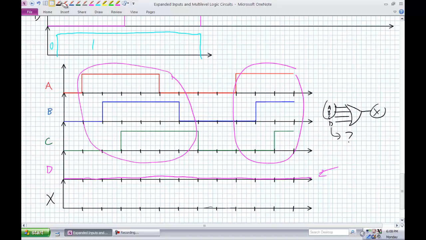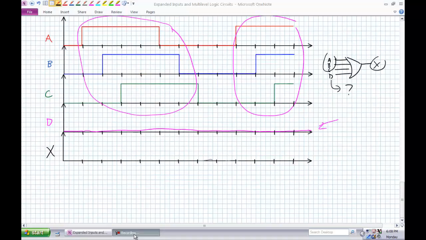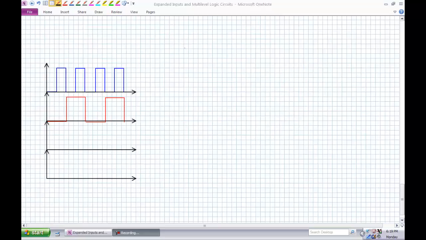Well, let's go into multi-level logic circuits. This is going to be super fun. So multi-level logic circuits are really where the fun kind of begins with digital electronics. Like I said previously, the AND, OR, and NOT, those are the three basic logic gates that in and of themselves are not particularly impressive. However, taken in combination, they can do greater and greater things. And that's exactly what we're going to do with the multi-level logic circuit.